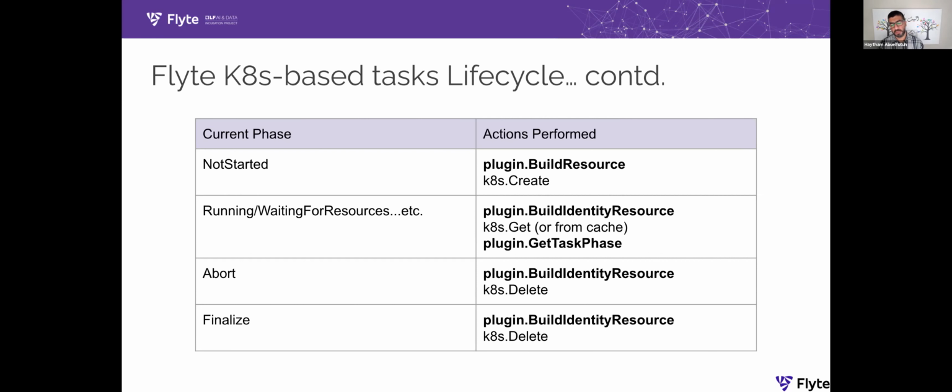Finalize is a little bit trickier, and the K8s delete here is also customizable. There are some situations where we don't delete, or we can decide not to delete. But for the purposes of this discussion, from the plugin implementation side, we just call the build identity resource, and then the base implementation takes care of doing the right thing. So with just these three functions, you get fully integrated into the Flyte backend system.